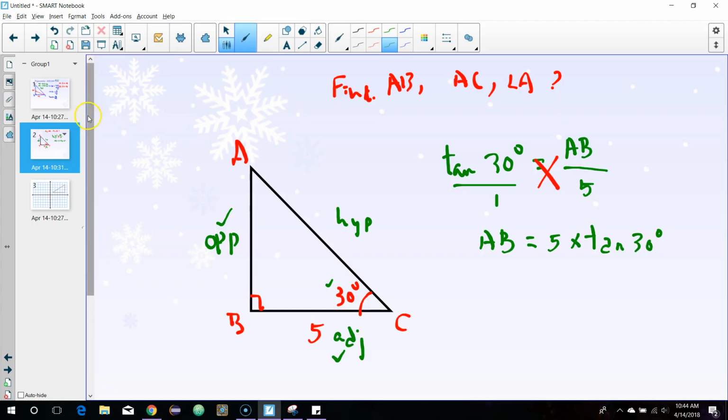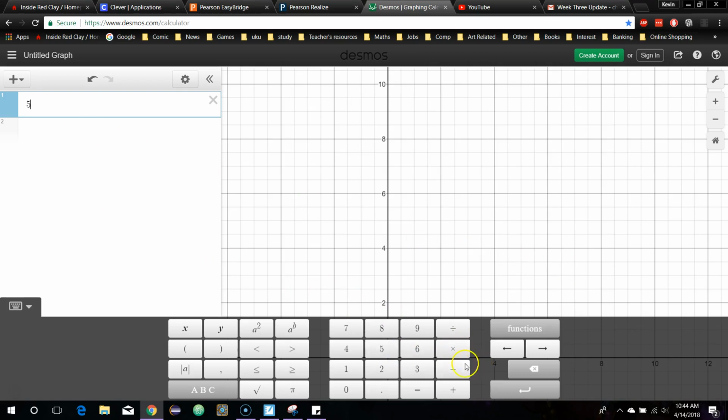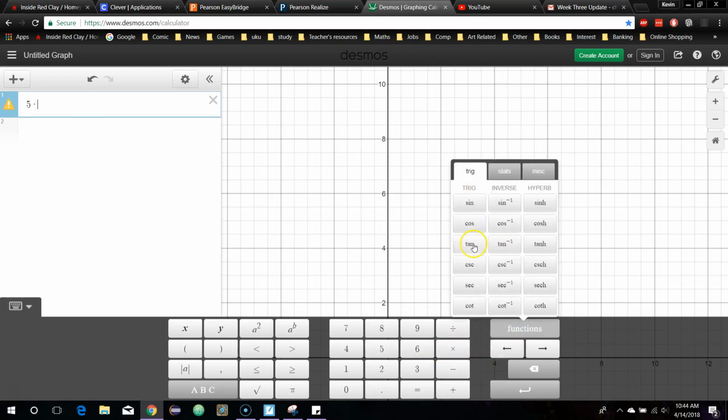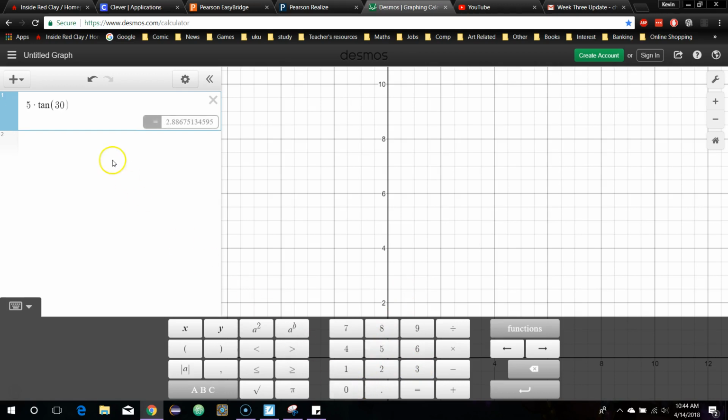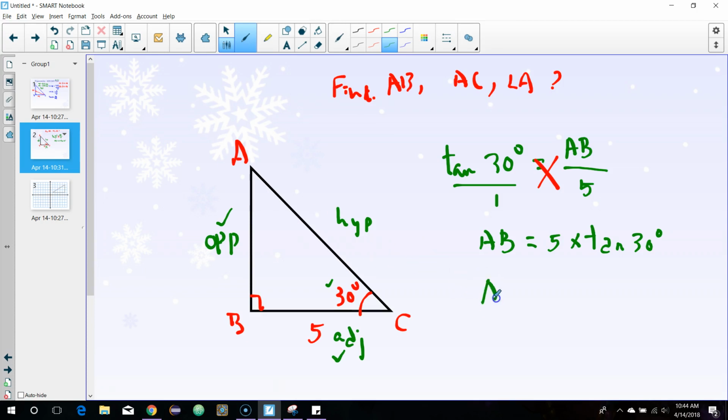So what are we trying to find again? AB is equal to 5 times tangent 30. So 5 multiplied by tangent 30 degrees. So the answer is going to be 2.8667. Let's take the hundredth, 2.89. That will be fine. So this is going to be 2.89. Alright, so we got the first bit done.